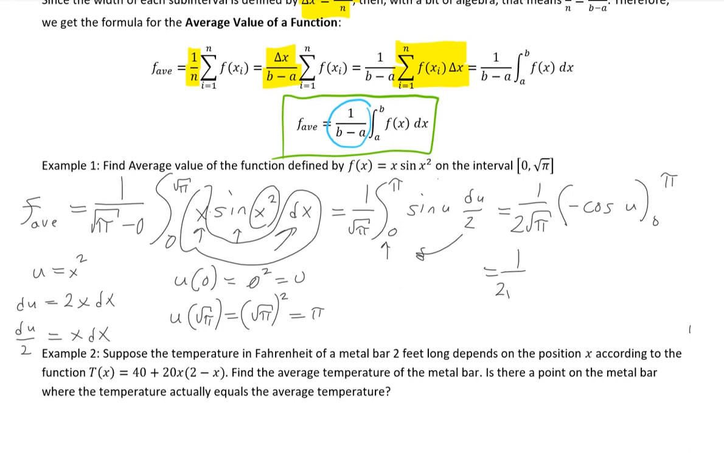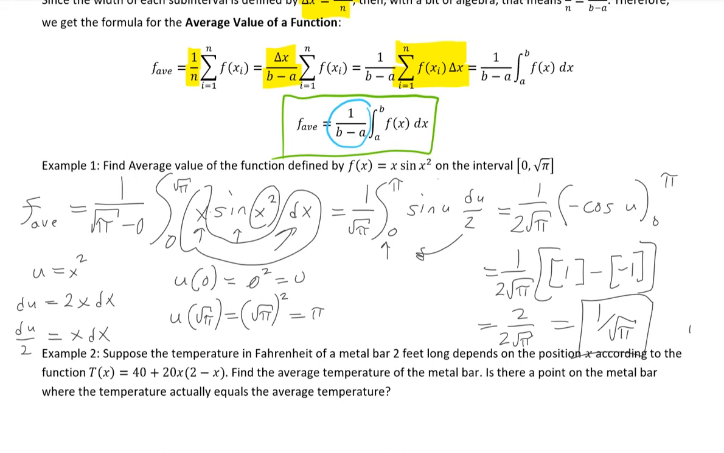Solving for that, if I plug in pi first, I get negative cosine of pi. Cosine of pi is -1, times the negative itself gives me +1. Minus, if I plug in 0, cosine of 0 gives me 1, times the negative gives me a -1. So that's 1 minus -1, or 2. So that's 2 over 2 root pi, otherwise known as 1 over root pi. And that would be my answer.